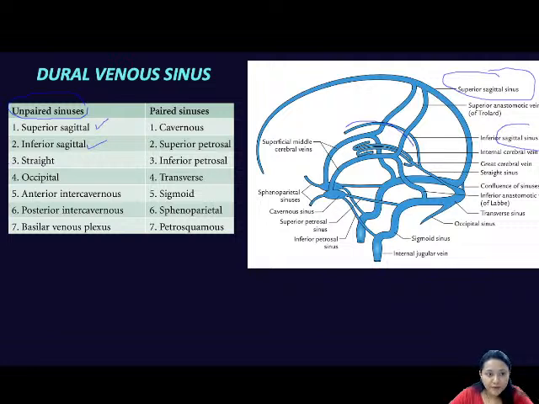Then the straight sinus, very important. A recent question has been asked on the straight sinus. The straight sinus is also an unpaired sinus. The occipital sinus, intercavernous, and the basilar venous plexus, all are your unpaired sinuses. Now if they ask about the paired sinuses, you have the cavernous sinus, the superior petrosal, inferior petrosal, the transverse, sigmoid, sphenoparietal, and the petrosquamous. So try to remember that the straight sinus is an unpaired sinus and the transverse sinus is a paired sinus. Sometimes they might confuse you. The transverse, sigmoid, all these are paired sinuses and the straight sinus is your unpaired sinus.